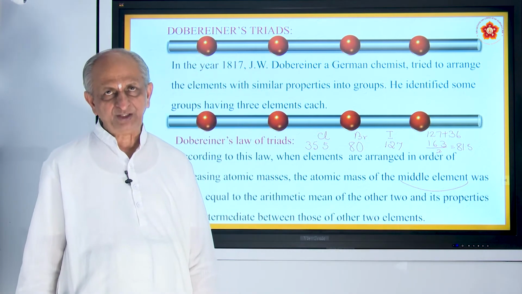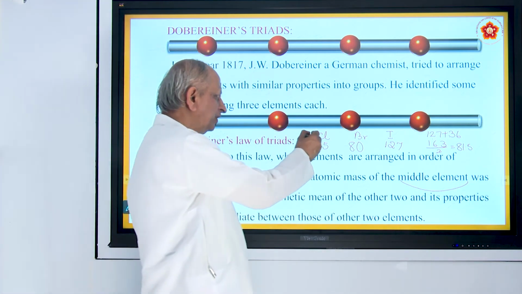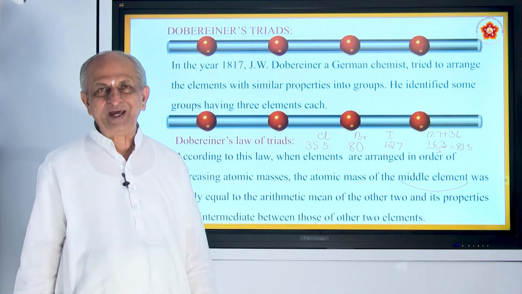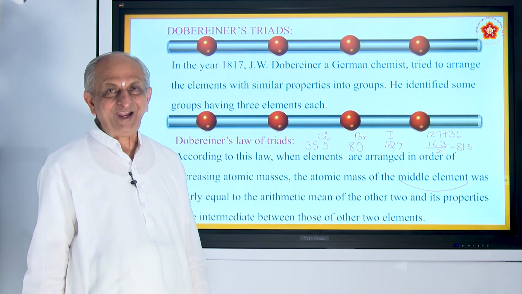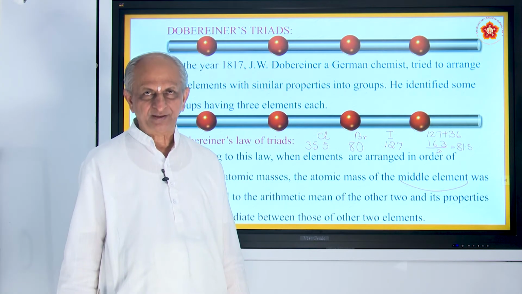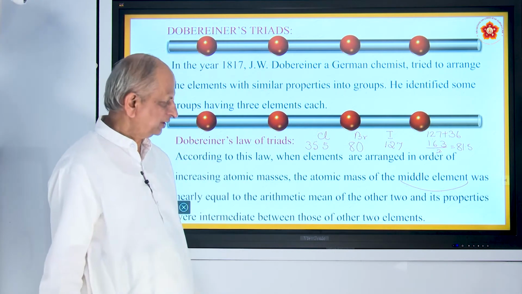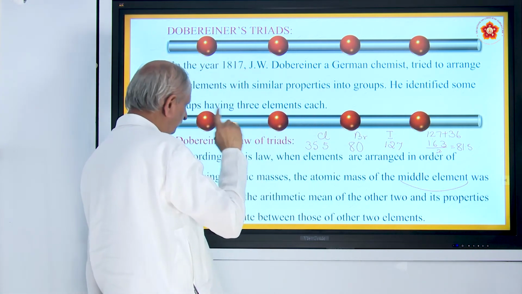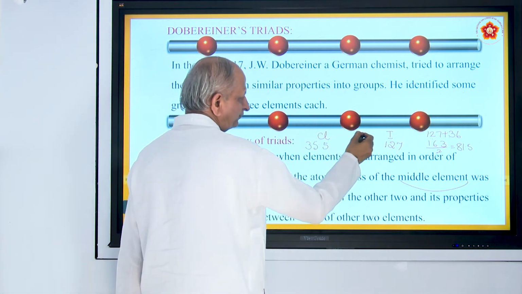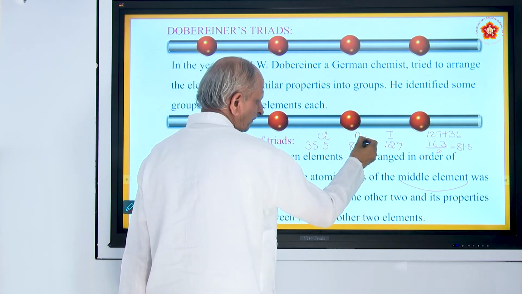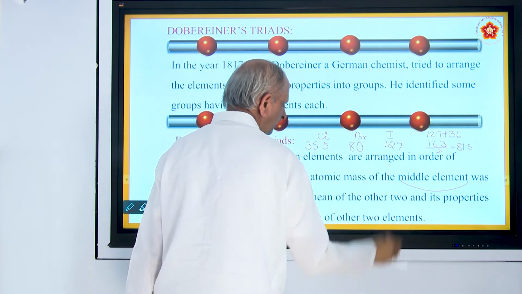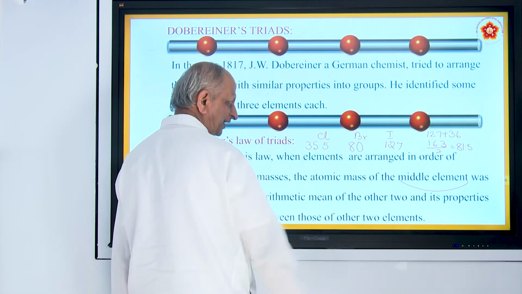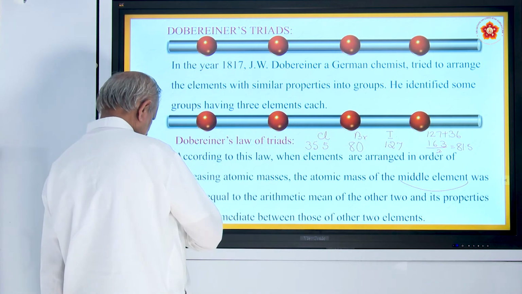In properties also, see, all these are called halogens. What do you mean by halogens? Halo means salt, gen means producers. So they form salts. The salt of chlorine is called chloride. Salt of bromine is called bromide. Salt of iodine is called iodide. Of course, the calculation is not exact, it is approximate.